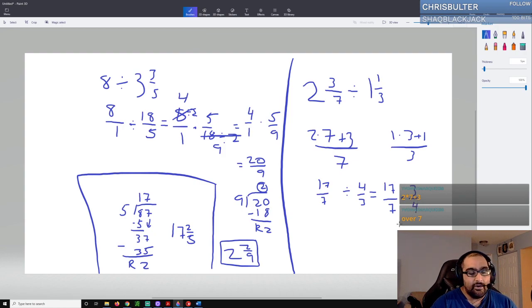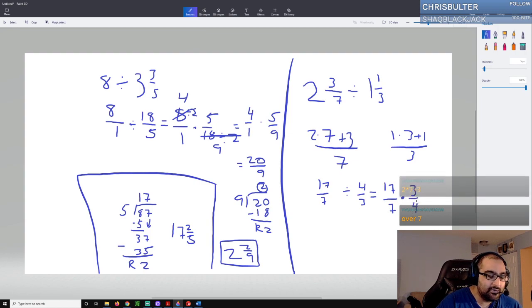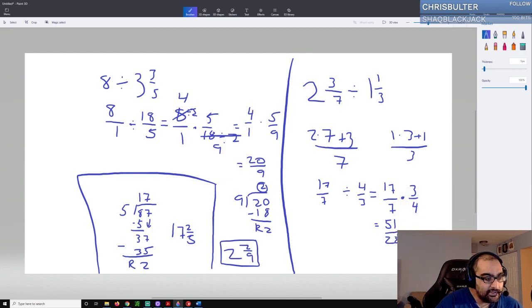Now in this particular case, unfortunately for us, none of the numbers happen to reduce with each other, so they don't have any pairs. 17 doesn't go into 7, nor does it go into 4, and 3 doesn't go into 7 either, and 3 definitely doesn't go into 4. So we're going to multiply straight across here. So 17 times 3 is going to be 51, and 7 times 4 is 28.